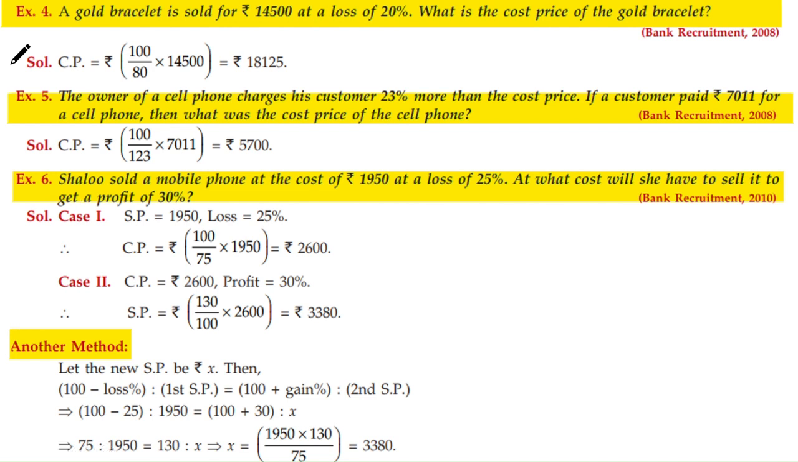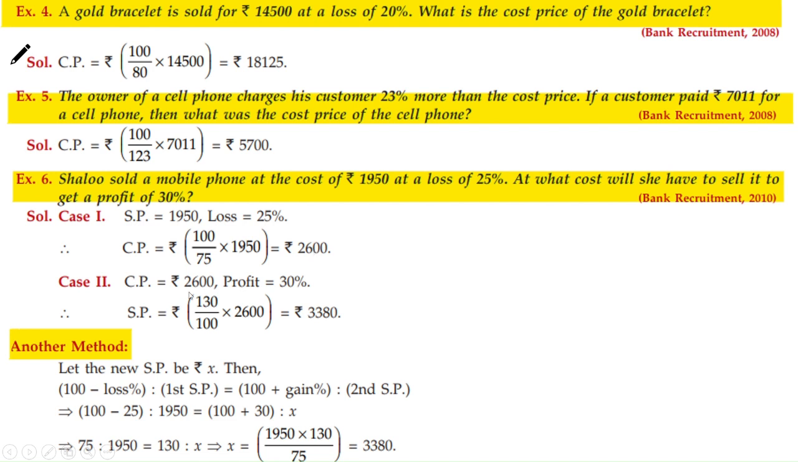Shalo sold a mobile phone at the cost of rupees 1,950 at a loss of 25%. At what cost will she have to sell it to get a profit 30%? Case 1, selling price equal to 1,950, a loss equal to 25%. Then cost price equal to 100 by 75 into 1,950, that equal to 2,600.